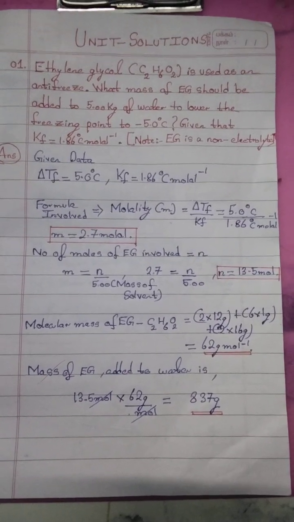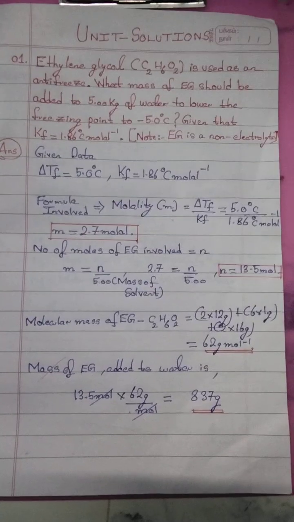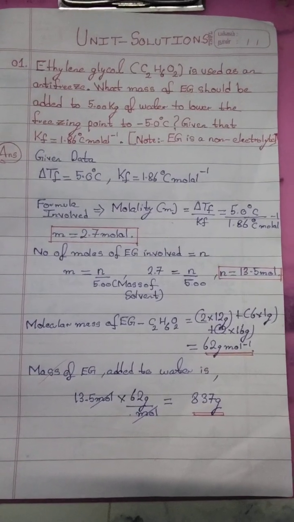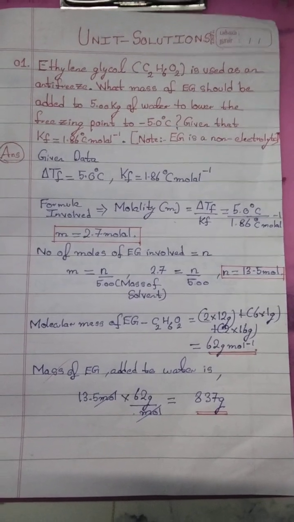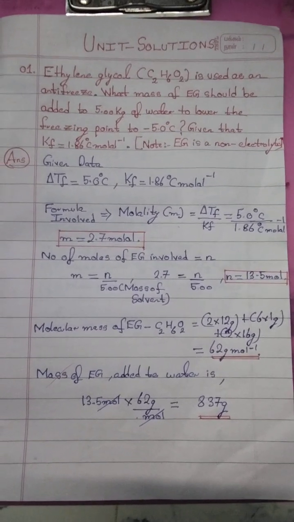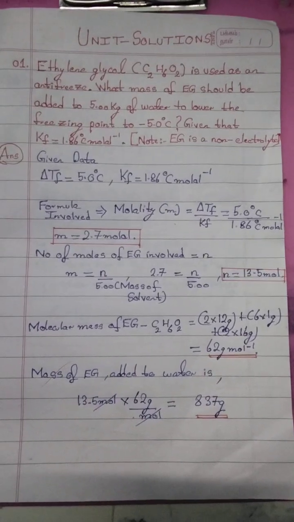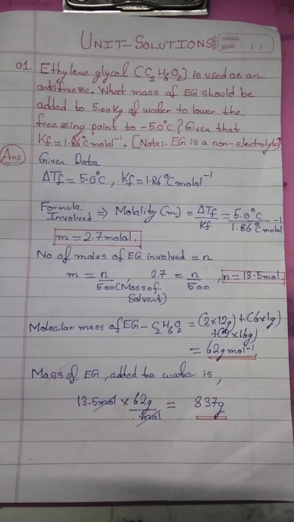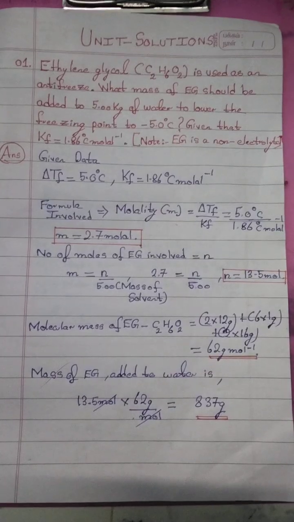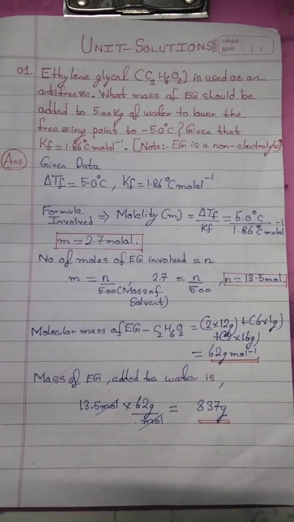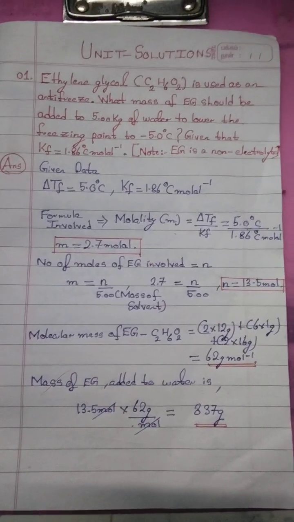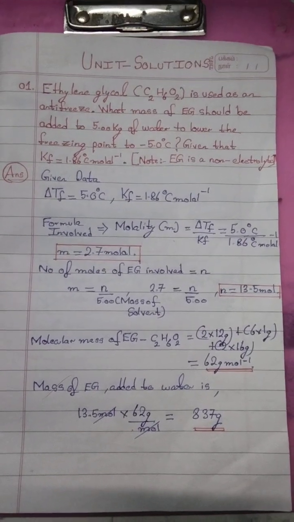We need to quantify this into grams. Hence, molecular mass of EG equals, that is, 1 mole equals 62 gram per mole. So, the total mass of EG which is added to water to lower the freezing point by 5 degrees Celsius will be 13.5 multiplied by 62 gram per mole. Mole gets cancelled. So, we get 837 grams.